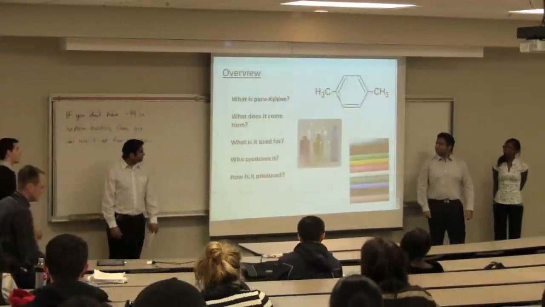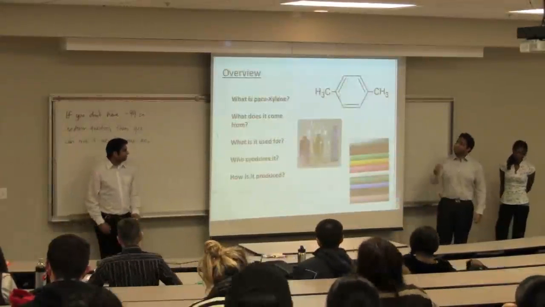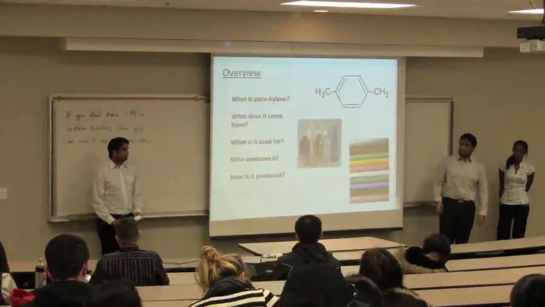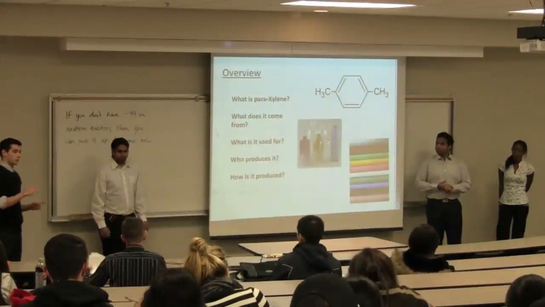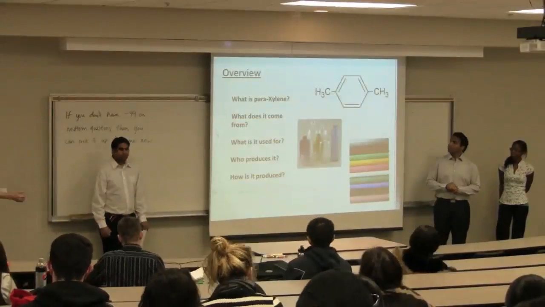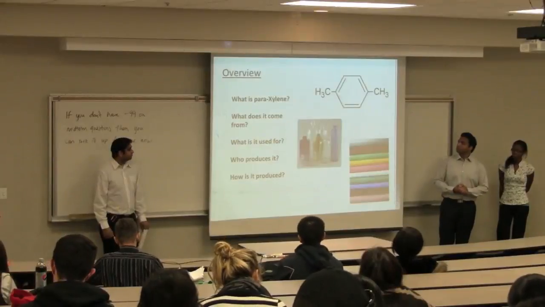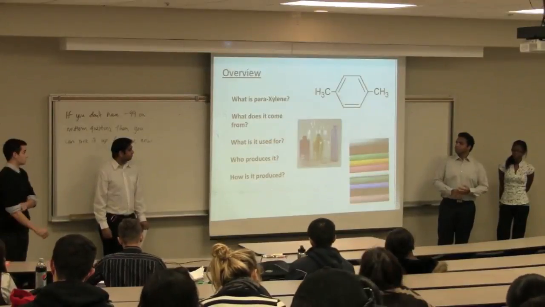Okay, what is paraxylene? Paraxylene is an aromatic hydrocarbon. It's a derivative of benzene with two methyl substituents on it. So it's an isomer, and that's why it's para. It is colorless, it's a liquid, and it's flammable, and has a sweet odor.